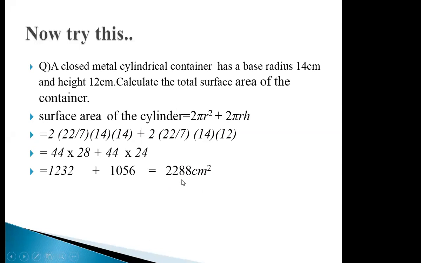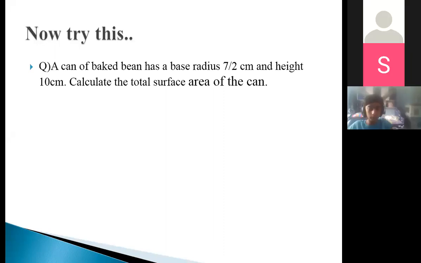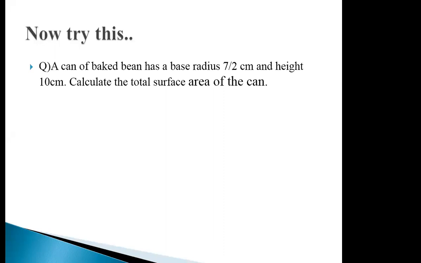All right. Okay. So I hope surface area is clear with the formula, isn't it? Okay, now try this one, everyone. Try this. Next question. A can of baked bean has a base radius of 7 upon 2 centimeter and height 10 centimeter. Calculate the surface area of the can. Try this question, everyone. And don't rote learn the formula. The way I have told you, you will visualize, you will draw the diagram in your notebooks.